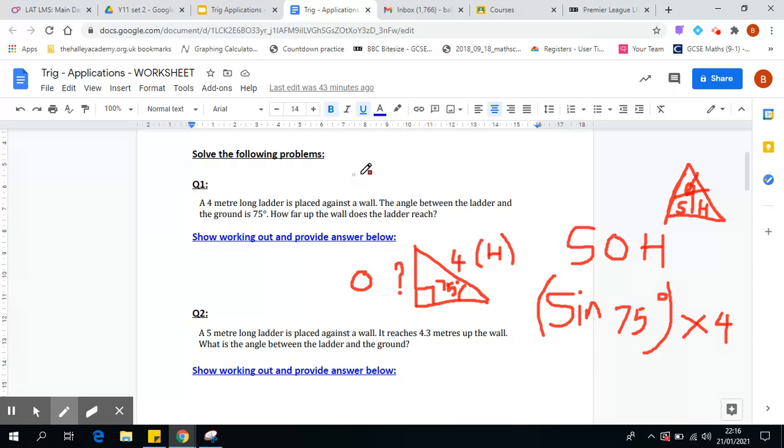I've gone through one of the examples. Using this example, continue to complete the worksheet. If you have any questions, please let me know. Good luck.